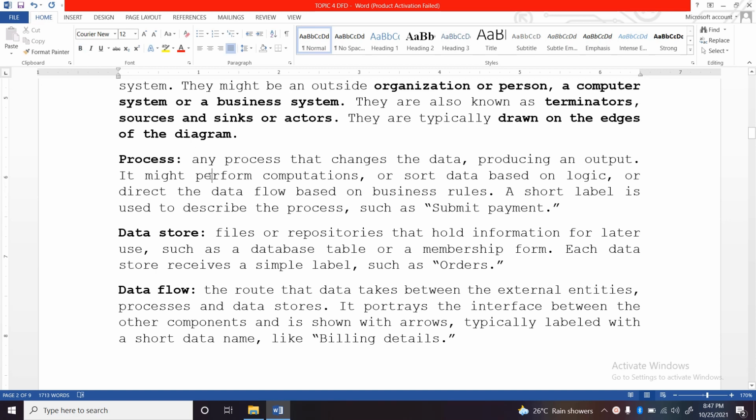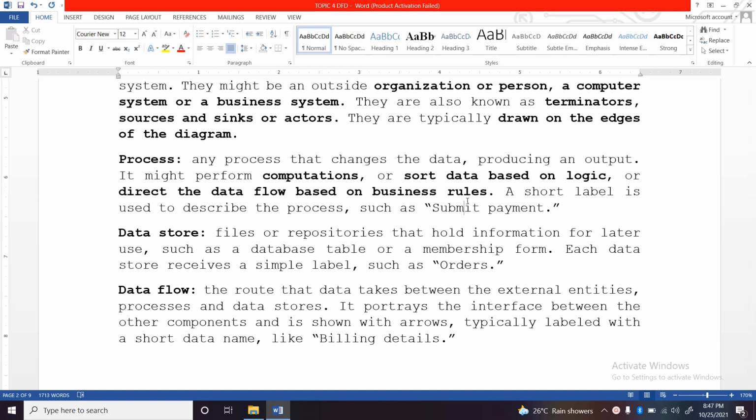And then it might perform, what are the things that the process performs? Computations, or sort data based on logic, or direct the data flow based on the business rules. So basically, to gain more understanding about this one, the process should take place based on the processes of a particular system.